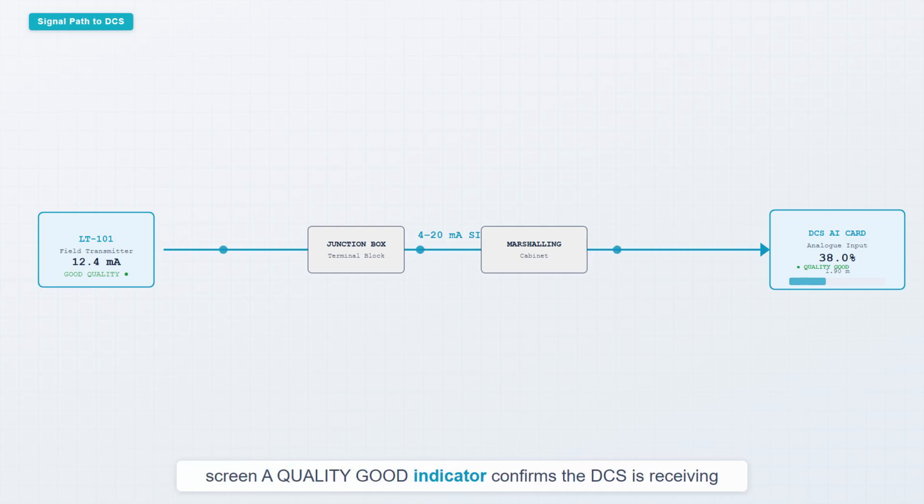A quality good indicator confirms the DCS is receiving a valid live measurement. This is a conventional hardwired DCS signal path. Some modern plants use fieldbus or wireless transmitters, but the fundamental measurement and conversion principles remain the same.